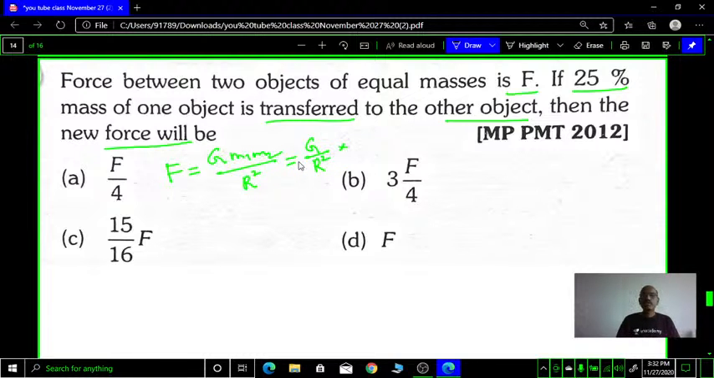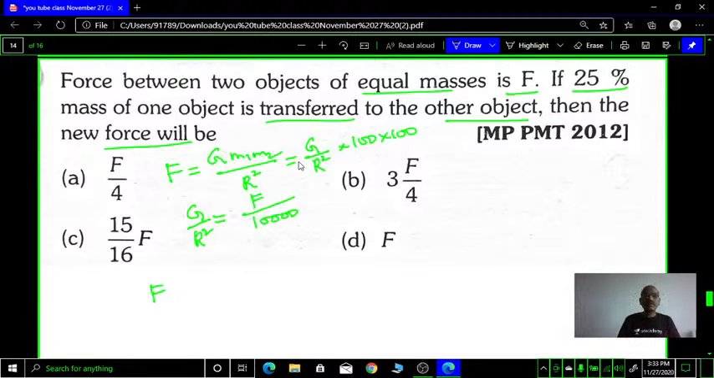Initially both are at full percent, 100% each. So you will get G by R square times 100 times 100 equals F, that is 10,000. Keep it. But in the second case, what is given? In the first case, equal masses, so I have taken the percentage fully.